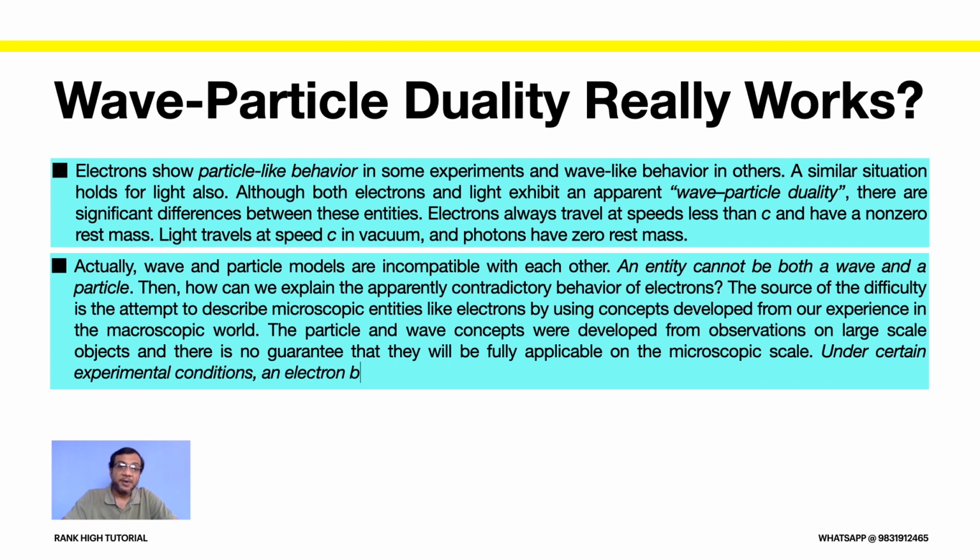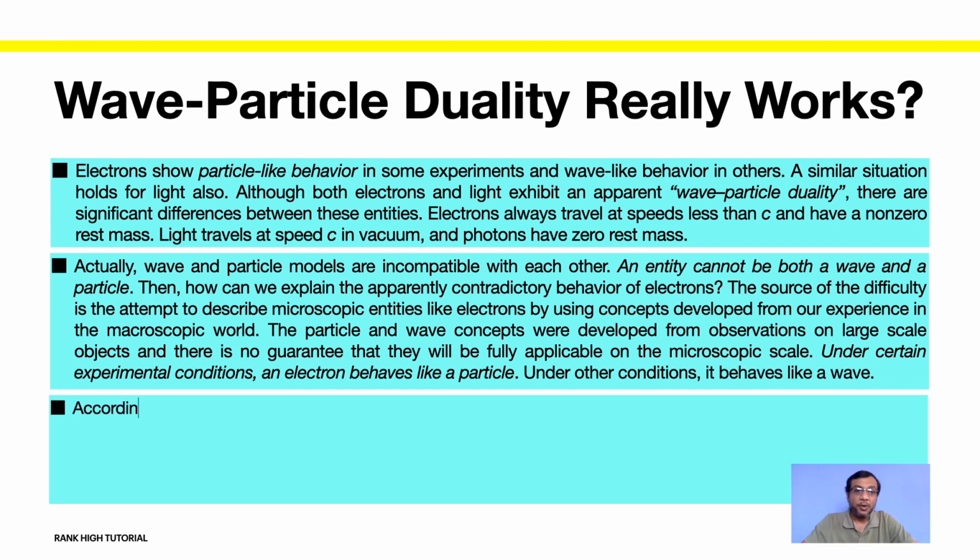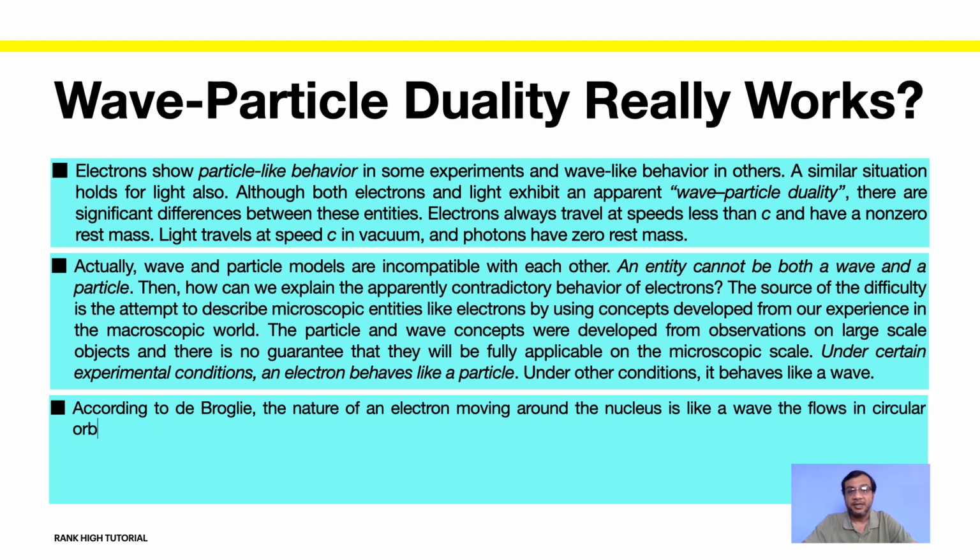Under certain experimental conditions, an electron behaves like a particle. Under other conditions, it behaves like a wave. According to de Broglie, the nature of an electron moving around the nucleus is like a wave, and that follows in circular orbits around the nucleus. However, an electron is neither a particle nor a wave.